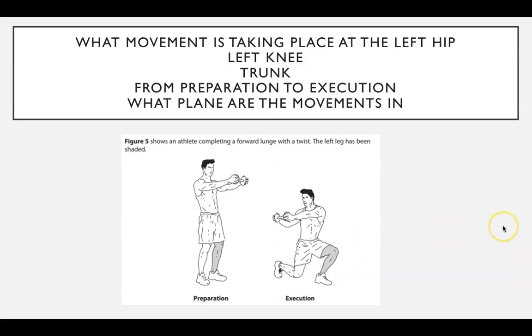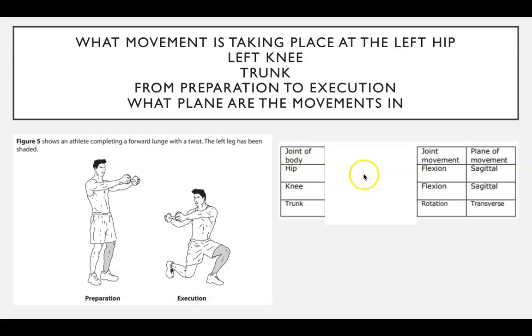Next one, what movement is taking place at the left hip, left knee, the trunk, from preparation to execution, and what plane are the movements taking place in? Pause it, give it a go. Okay, so hopefully you've given that a go now, so I'll go through the answers.